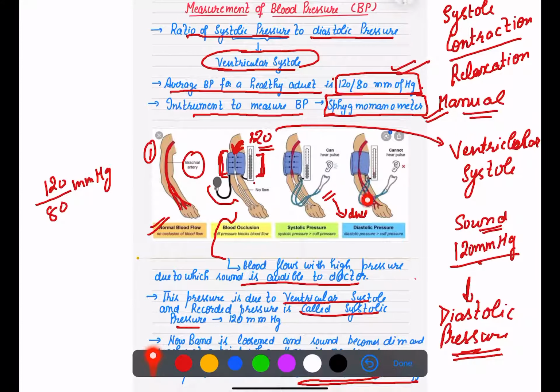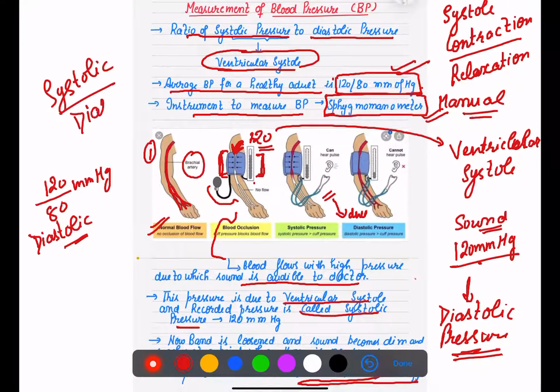Once you start loosening the band, there comes a point when this sound becomes dim, and ultimately at a point you cannot hear any pulse. This is called your diastolic pressure, right? So what is BP? BP is measured as systolic pressure over diastolic one. So this is how BP is measured. This is 120 by 80 in a normal adult.